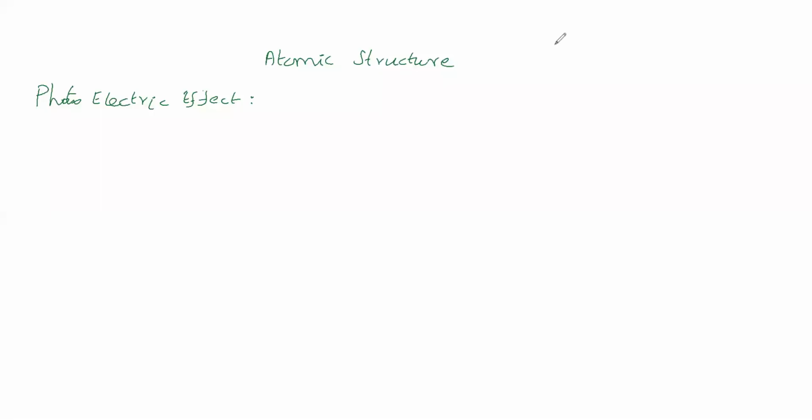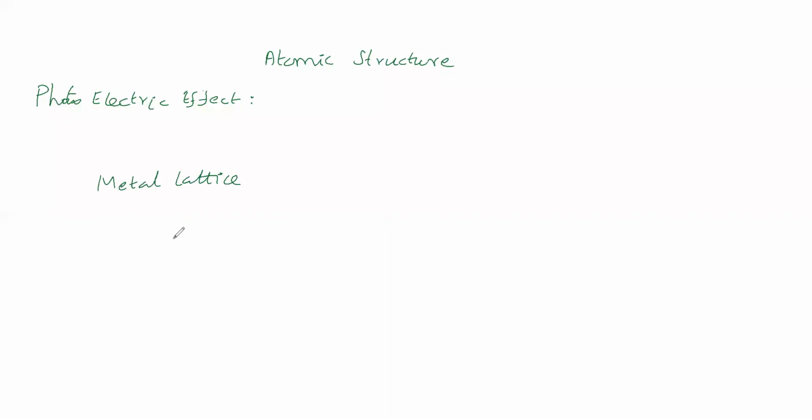Let us continue atomic structure, in which we will see the photoelectric effect. In the photoelectric effect, now we will see the number of photoelectrons ejected. Now we will consider a metal lattice.